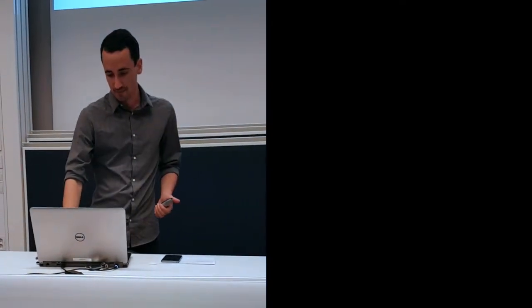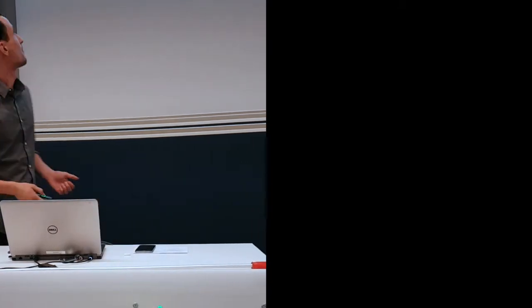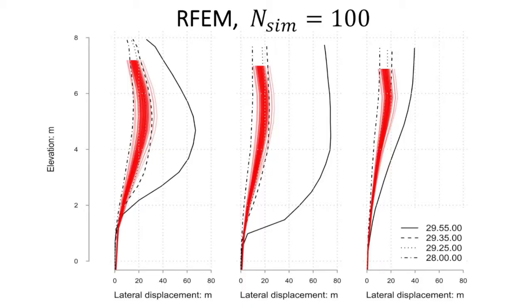Now let's have a look at the simulation of the random finite element mesh, and you can see there's even more lines, right? So there's quite a lot of difference between the lowest and highest value, only due to the variation of preconsolidation pressure.